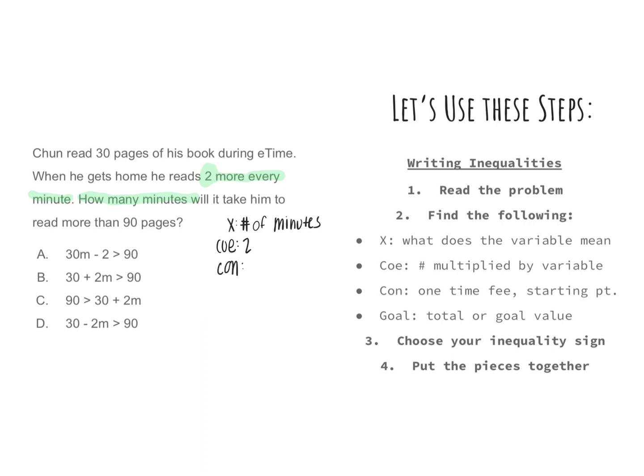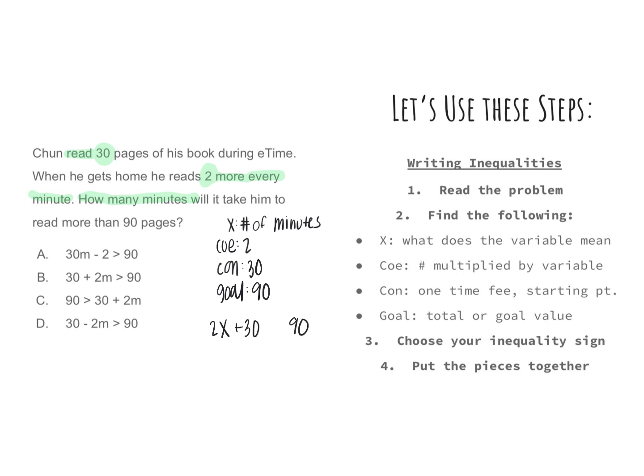Our constant is a one-time amount. For this case, he's already read 30 pages, so that would be a positive 30 being added to our total pages read. And then our goal that Chun is trying to reach is 90 pages. So if I have these pieces, I've got 2 with our variable plus 30, and then I have 90.